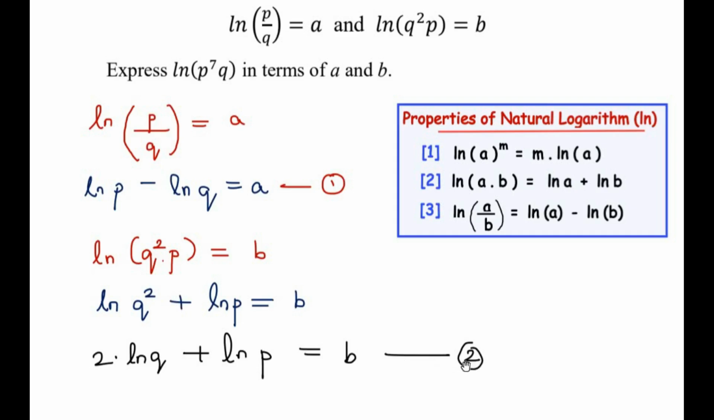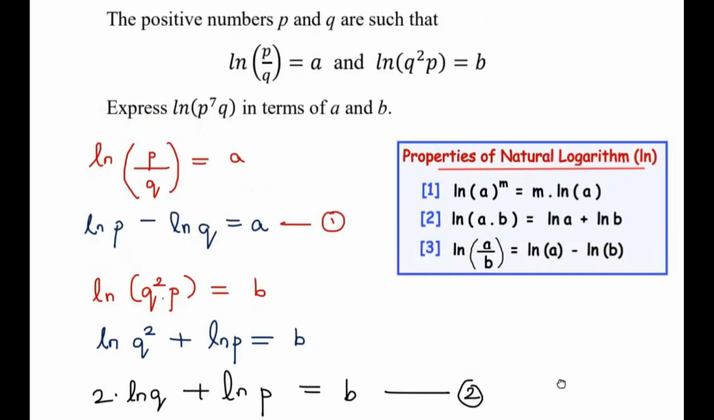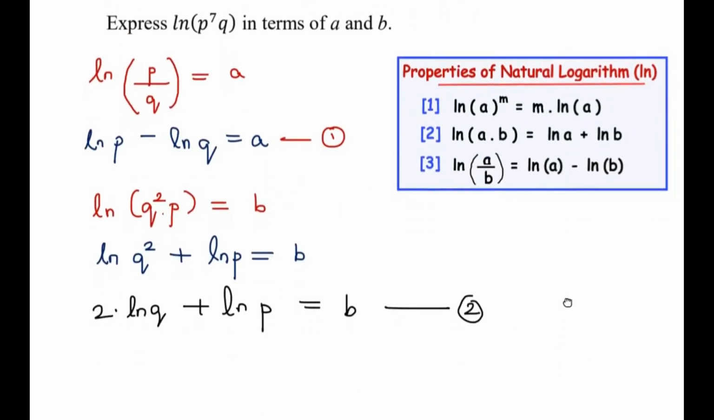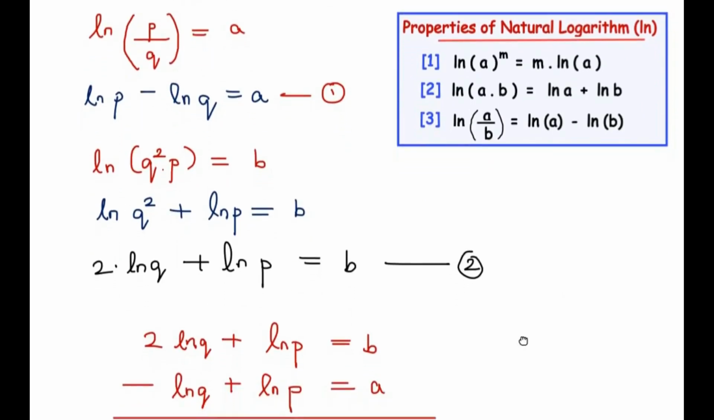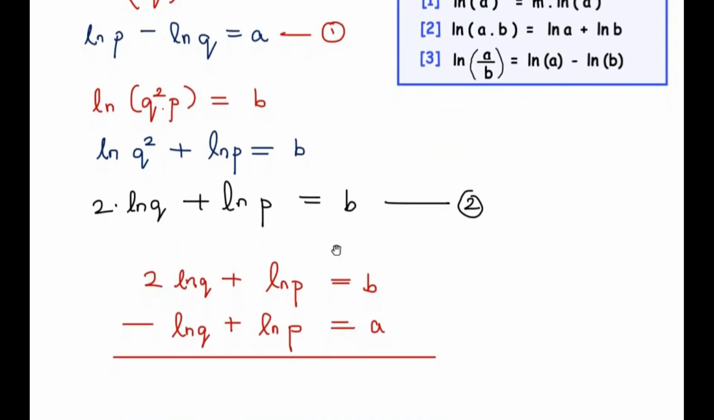Now we are going to perform simultaneous equations for equation 2 and equation 1. So let me rewrite these equations over here. Here I have written the second equation first, so 2 ln q plus ln p is equal to b. And then I have rearranged the first equation, that is minus ln q comes below 2 ln q, ln p comes below ln p, and the constants come below each other.